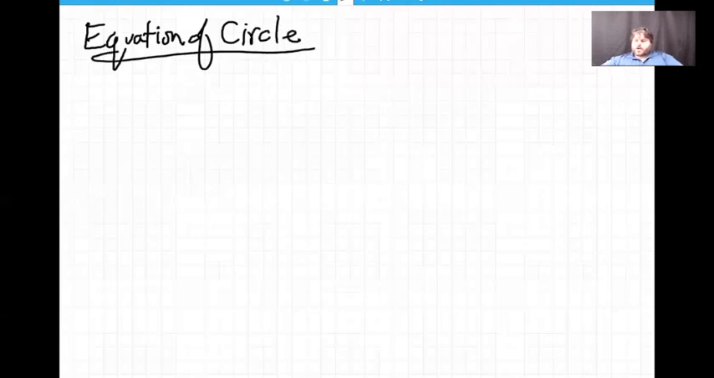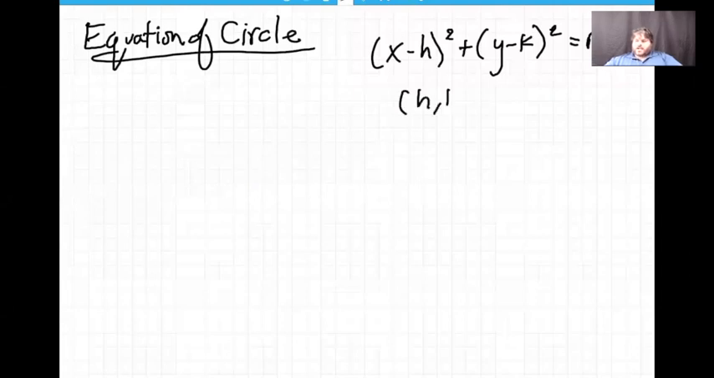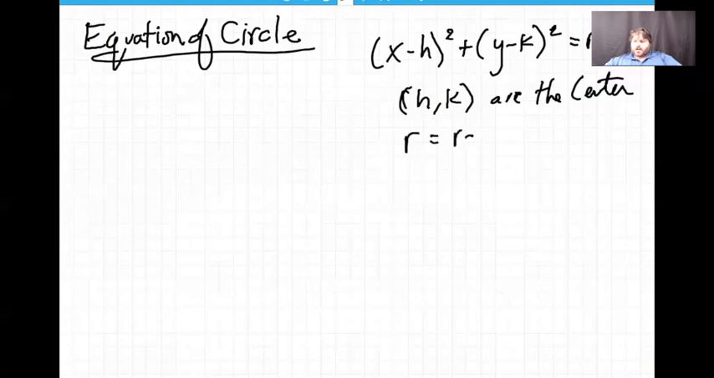Okay, so here's the general formula. (x - h)² + (y - k)² = r². Now h and k, these two letters, are the center of the circle. It's that location in the middle. r is the radius. Okay?